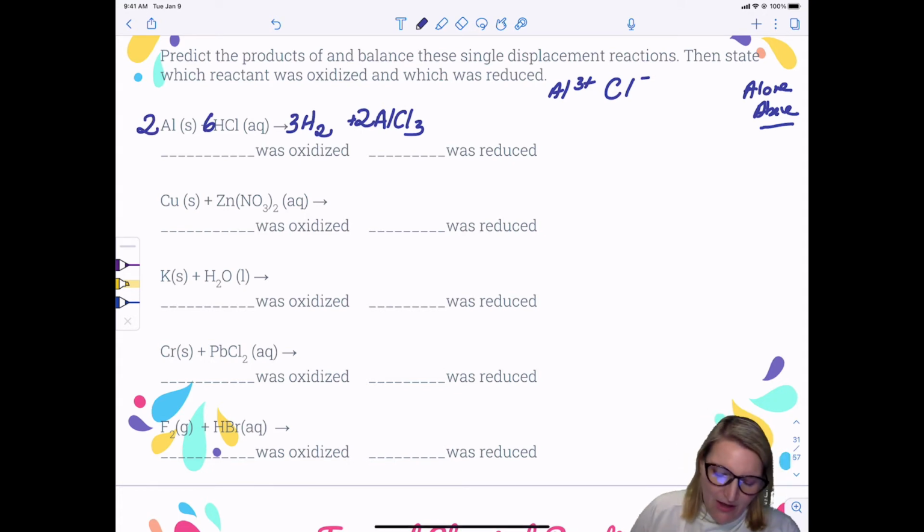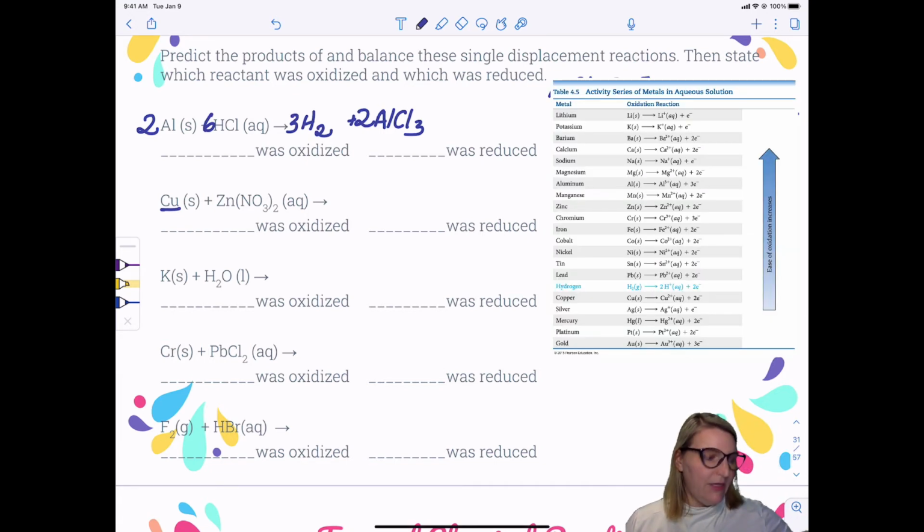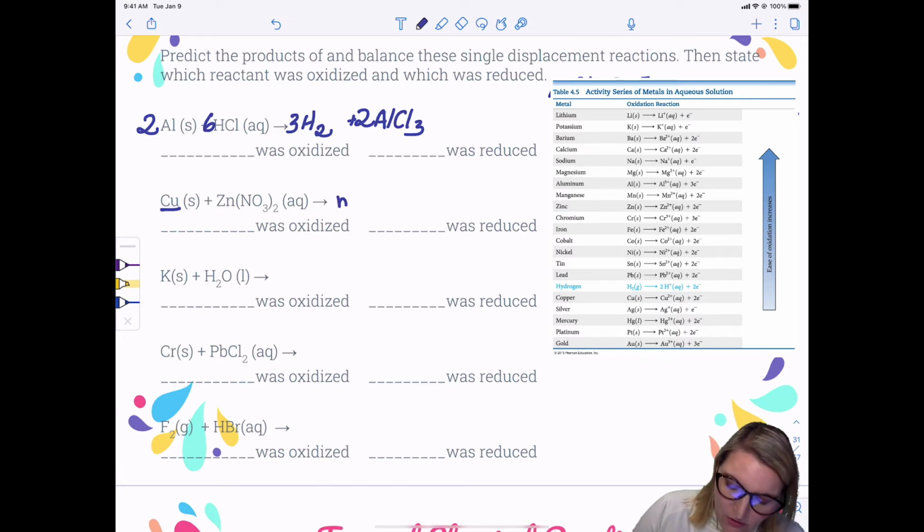Okay. Alone, above. Is copper above zinc? Copper is a coinage metal. It is not above zinc. So the answer is no reaction. That's all you need to write.